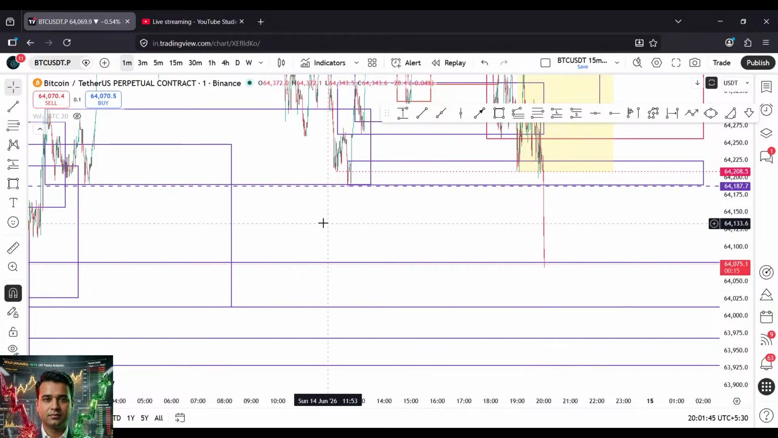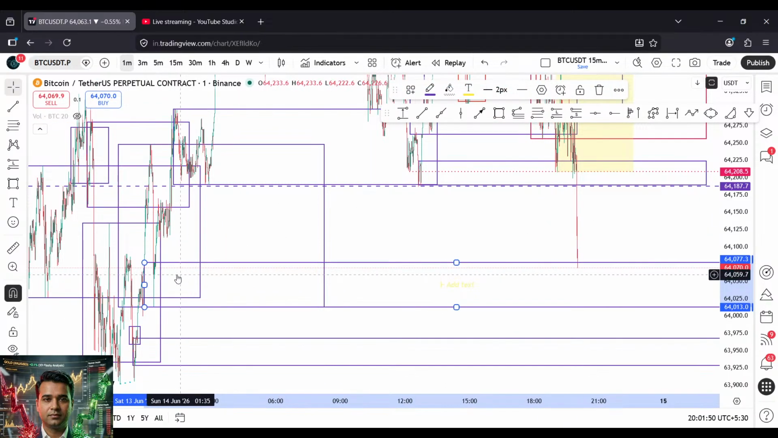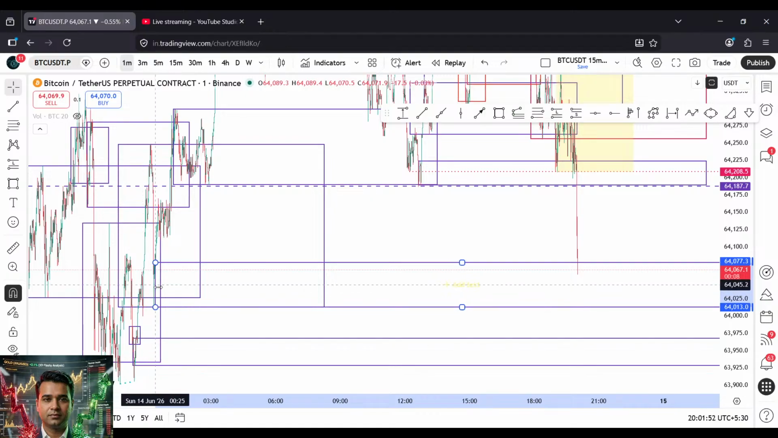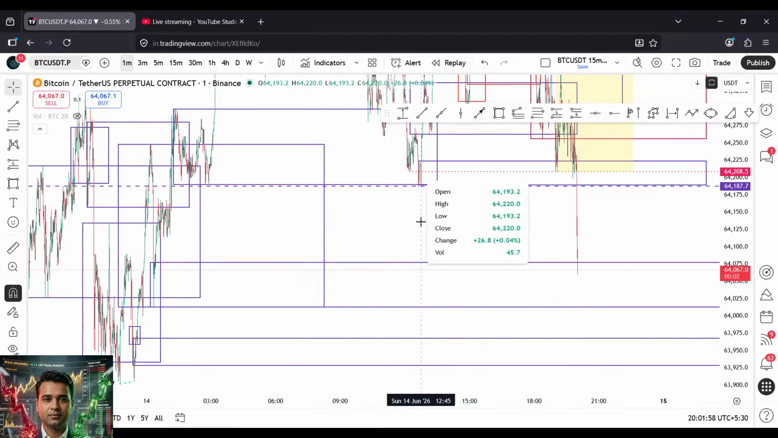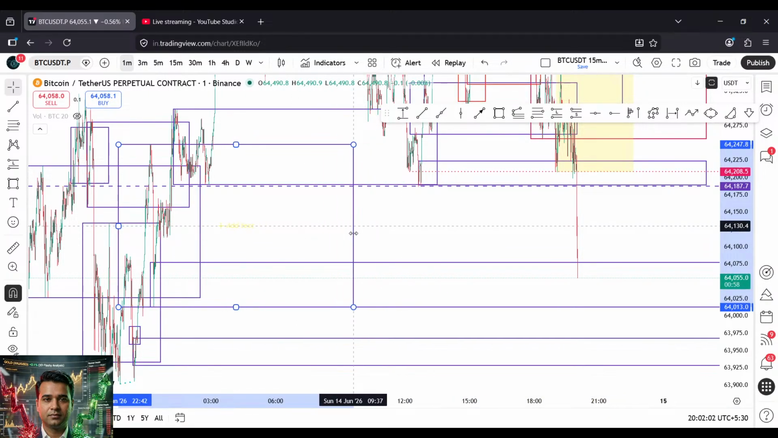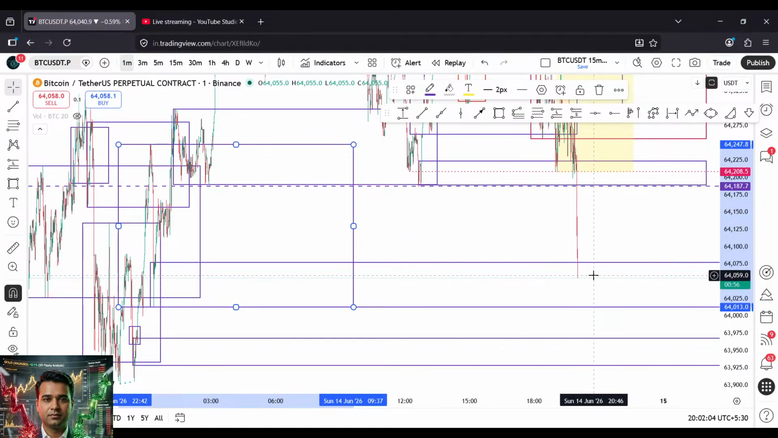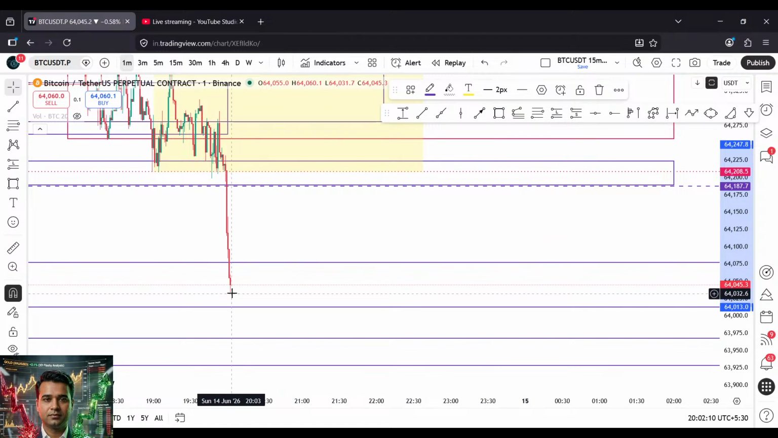And price falling more and hitting this zone, this one. MPL of what? MPL of this. Hitting MPL of this. And coming down more and almost hit the MPL.